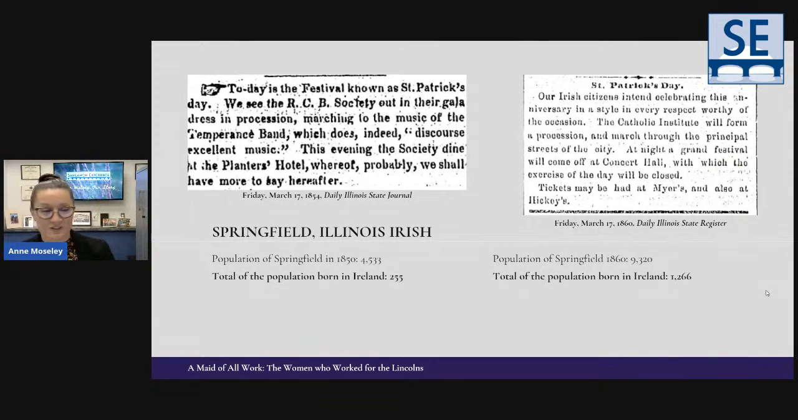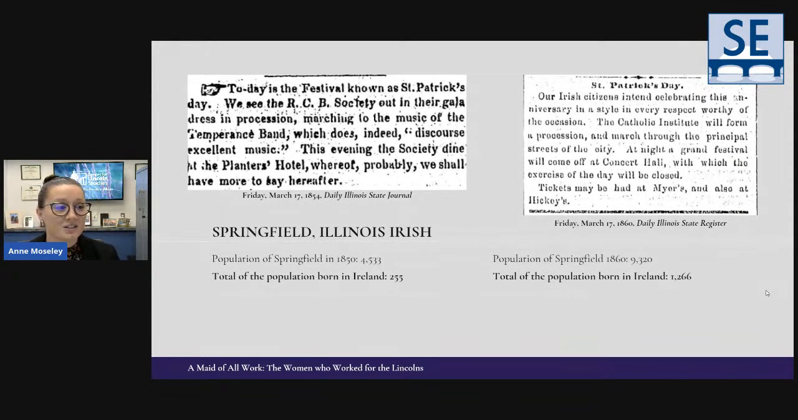So the population of Springfield, just to give you an idea of the growth of the immigrant population in Springfield, you see in 1850, the population was a little over 4,000 individuals. The total population of individuals living in Springfield that were born in Ireland were 255. So there was a large population of Irish individuals here. But as you see in 1860, that population of Irish-born citizens grows quite a bit. The population's a little over 9,000 in Springfield, and the Irish-born population is over 1,000.